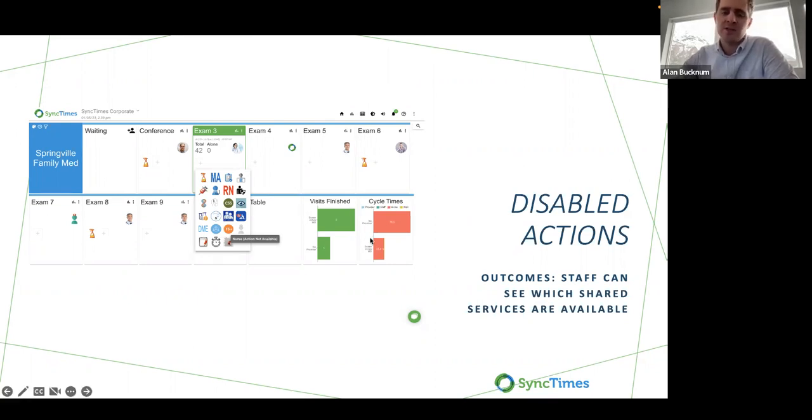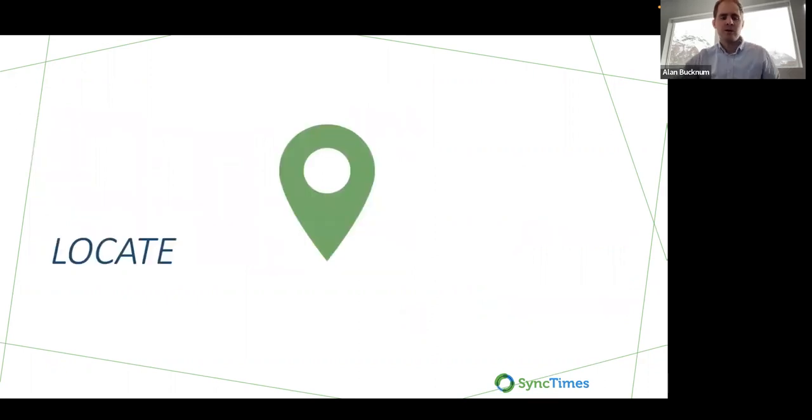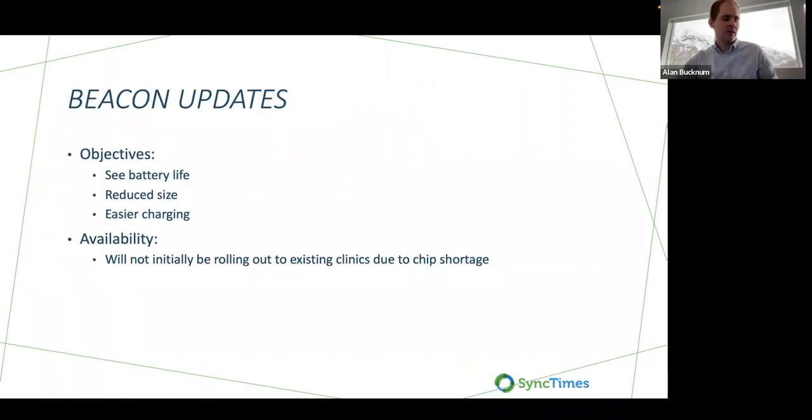So the outcome here being staff can just quickly see what shared services are available on a tablet in an exam room or from the flow station. I'm going to give a quick update on the locate side.